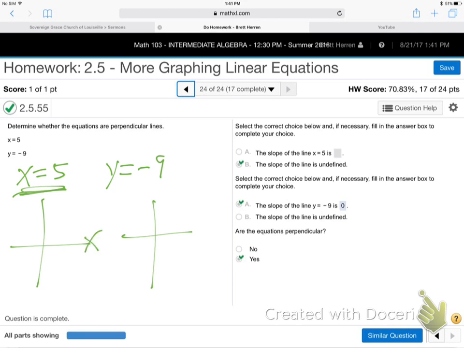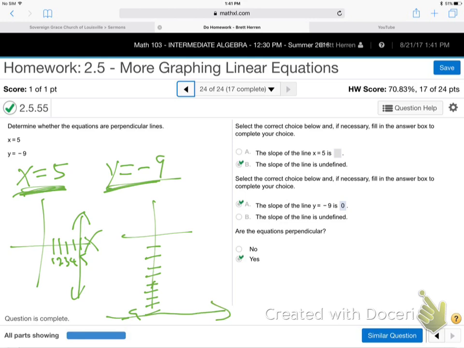So x equals 5, what's that? Go through the x-axis at 5: 1, 2, 3, 4, 5. Boom. Through the x-axis at 5. The other one, y equals negative 9: 1, 2, 3, 4, 5, 6, 7, 8, 9. Negative 9, way down there. Boom. That one goes through the y-axis at negative 9, way down there.